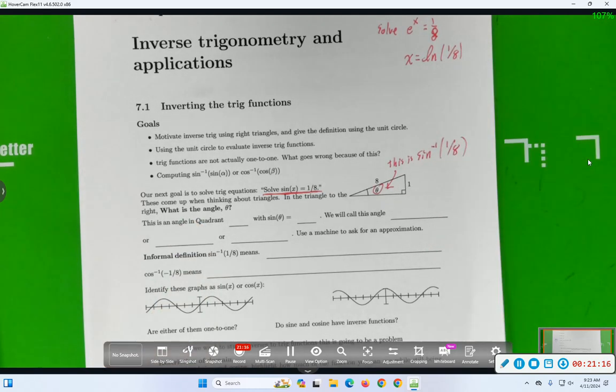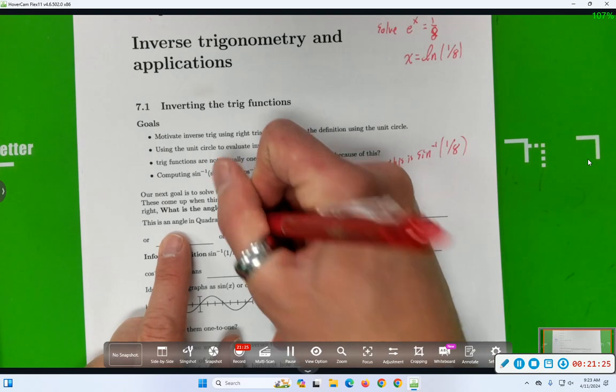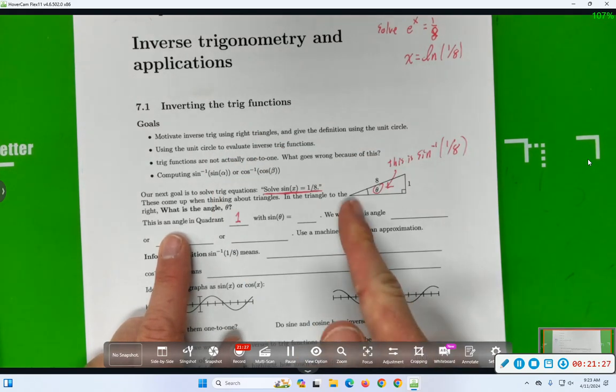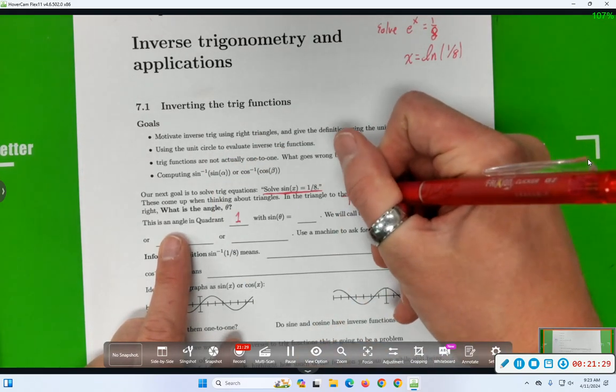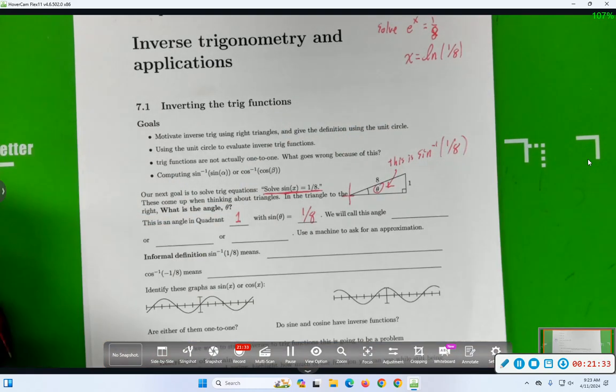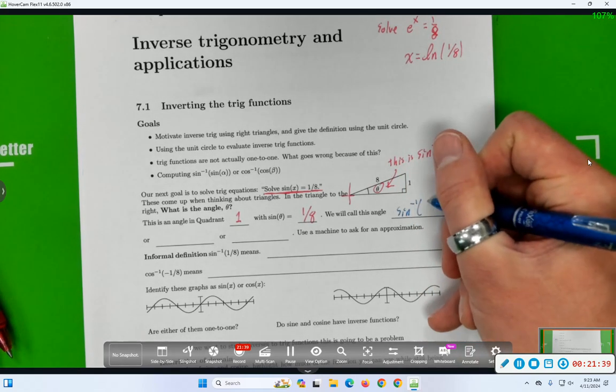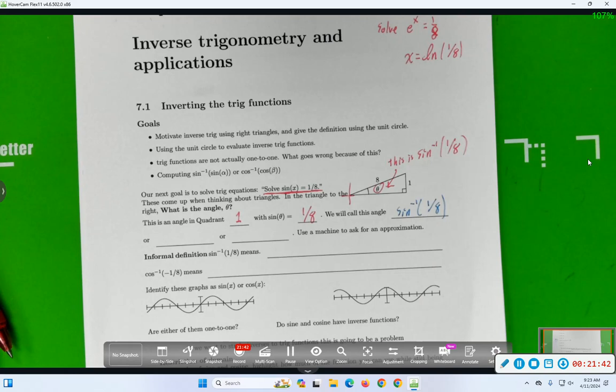So you can draw a picture of inverse trig functions immediately. And let's maybe describe it more. So this is an angle. It's an angle in quadrant 1, because visually, yeah, that angle's in quadrant 1, with sine equals 1 over 8. We'll make up some names for that angle. One of them will be sine inverse of 1 over 8.